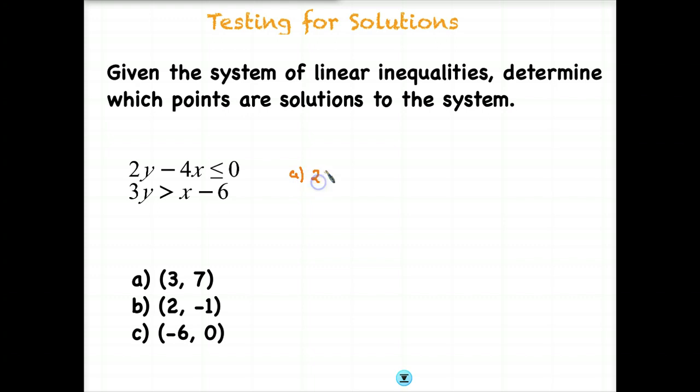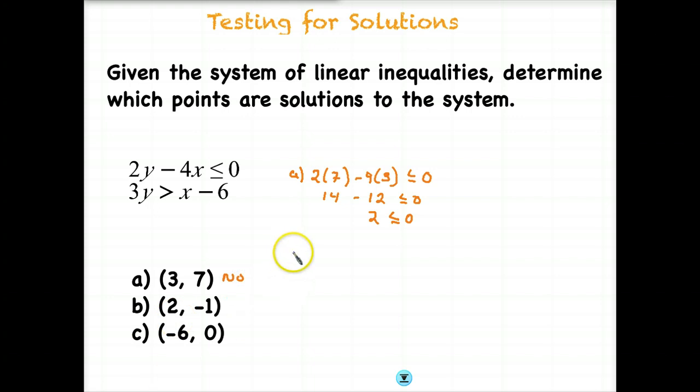So in the first equation, we'll plug in a 7 for our y, we'll plug in a 3 for the x, and we'll test to see if it's less than or equal to 0. 7 times 2 is 14, and this was a 4. 4 times 3 is 12. Is that going to be less than or equal to 0? And 2 is not less than or equal to 0. So this is no.